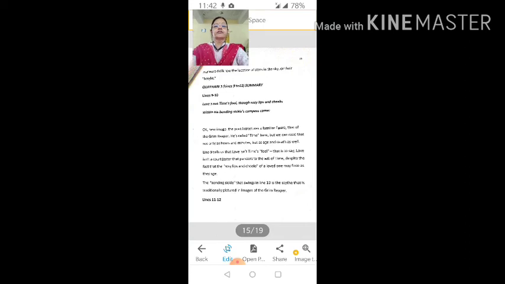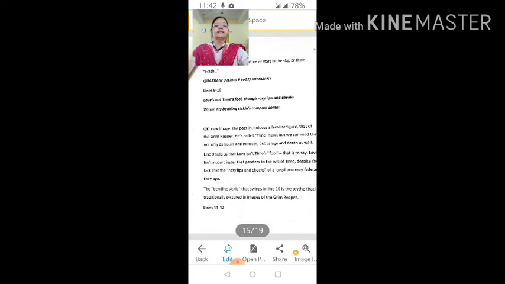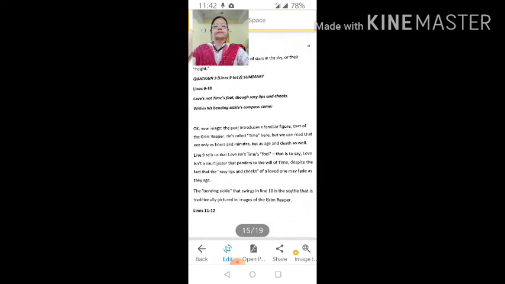The third quatrain, lines 9 to 12. The summary. First, lines 9 and 10. Quoting the text, "Love is not time's fool, though rosy lips and cheeks within his bending sickle's compass come." Okay, so now we have a new image. The poet introduces a familiar figure, that of the Grim Reaper.